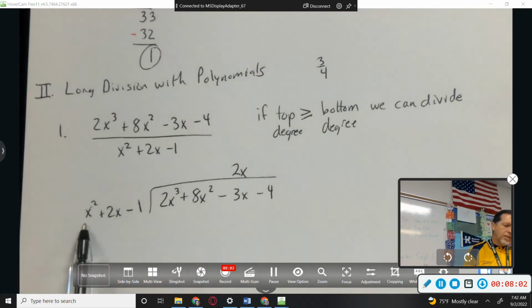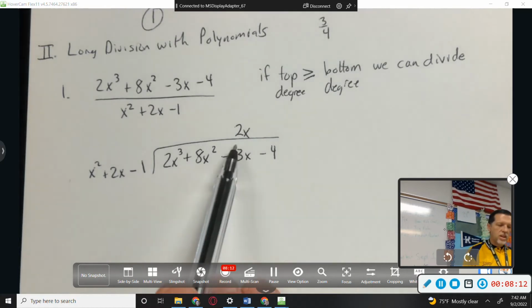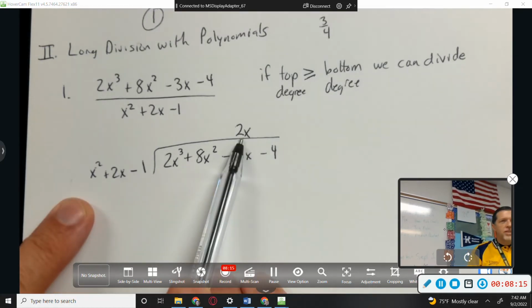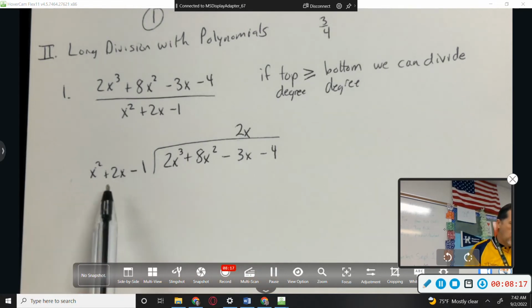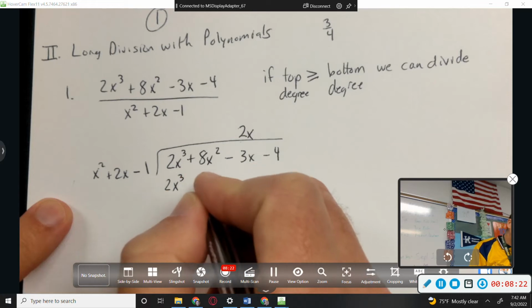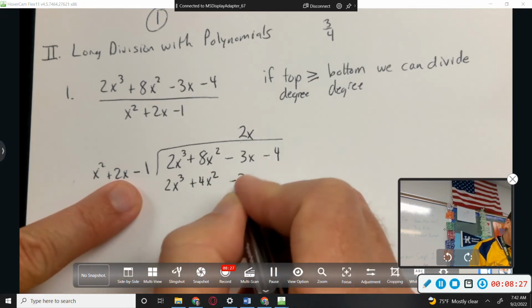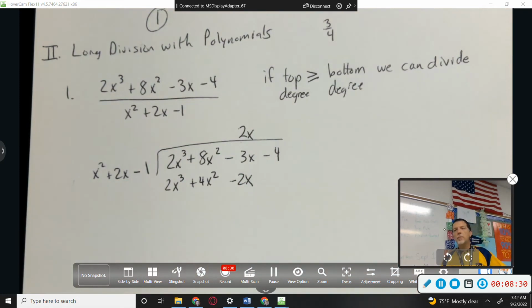Okay, so we know 2x is close. That'll make the 2x cubed match. What do we do next? What did we do next when we were doing elementary school division? Multiply them together. So we'll do 2x times our divisor, if we want to use the fancy words. So 2x cubed plus 4x squared minus 2x. Multiply it back. Again, if we're careful, all the squareds and cubes should line up for us.